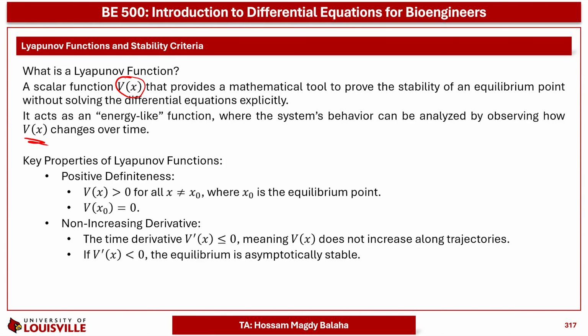It has two key properties. First, positive definiteness and a non-increasing derivative. Here we must ensure that v of x is above 0 for all x that does not equal x0, where x0 is the equilibrium point, and v of x0, the value, should equal 0.